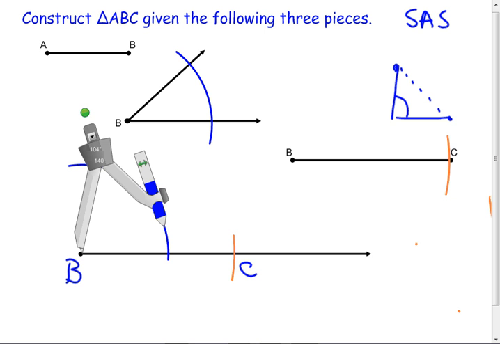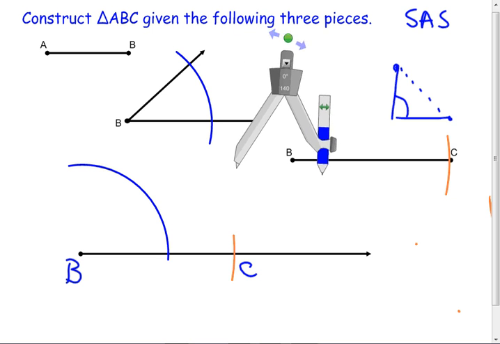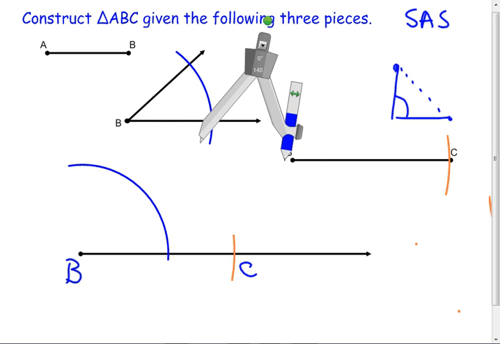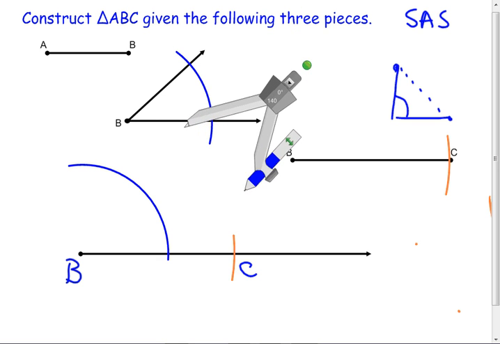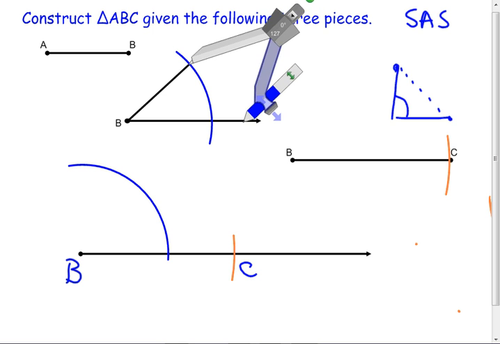It's hard. You're going to get a ray. I want to measure that opening. So I'm going to put my compass point, and it doesn't matter, on one of these points of intersection. I just want to measure that. That's all I want to do. You might have to rotate, flip. Okay, and now I want this.